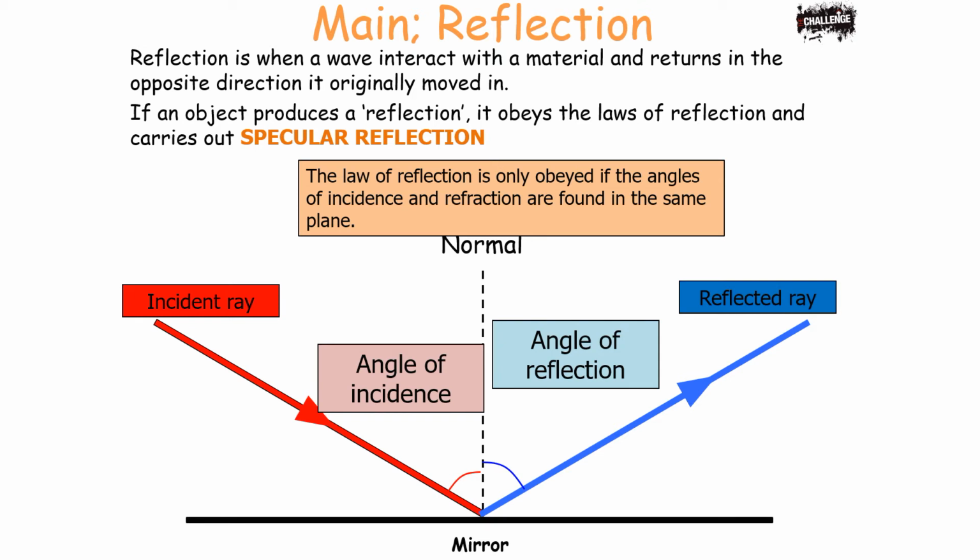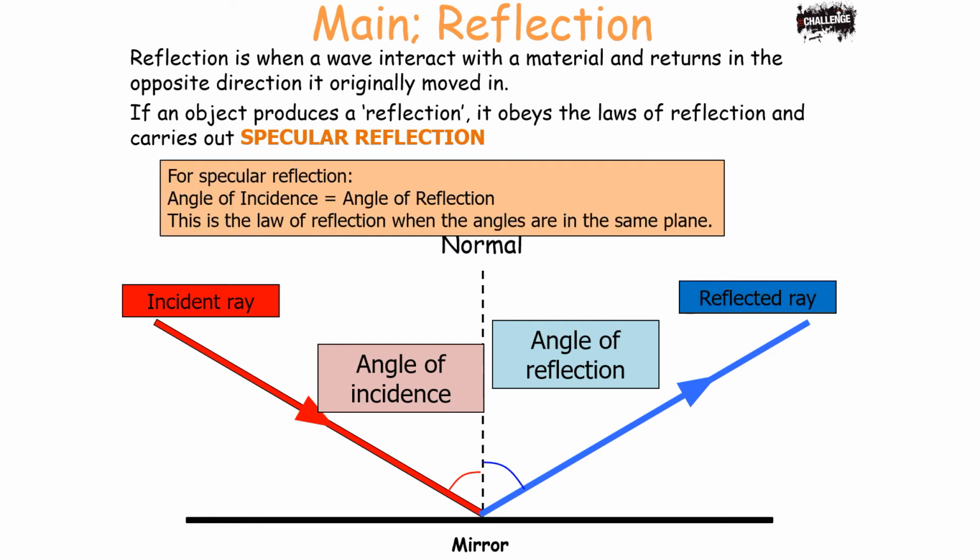The law of reflection is only obeyed if the angles of incidence and reflection are found in the same plane. So it's actually important to say that for specular reflection, the angle of incidence equals the angle of reflection, and this is the law of reflection when the angles are in the same plane.